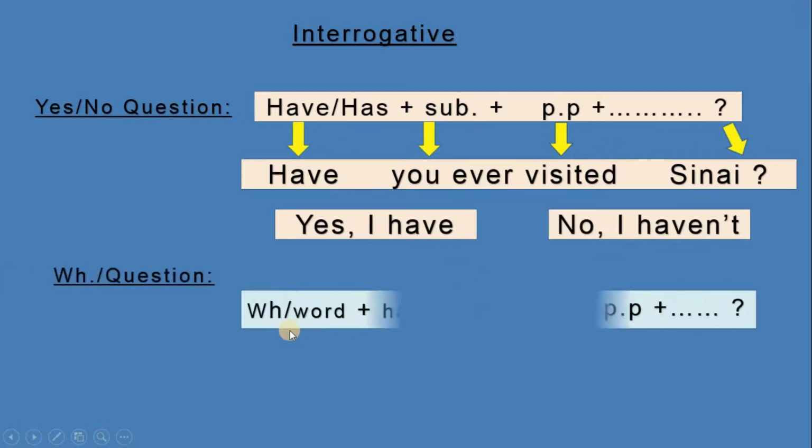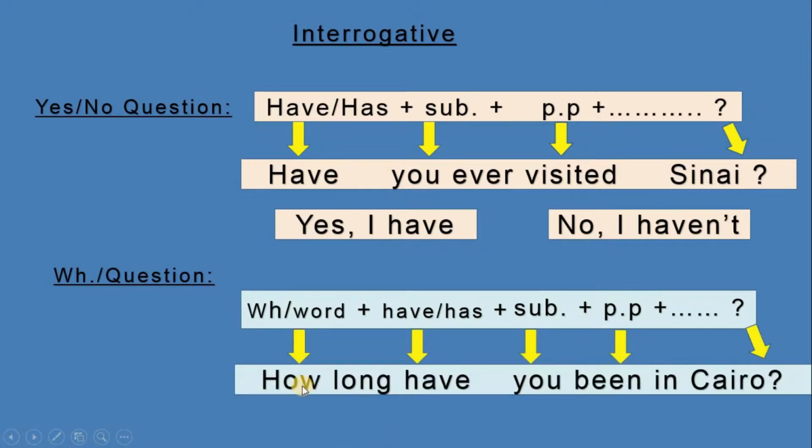Now the WH question. The formation is the question word plus have or has plus the subject, I, he, she, it, you, we, they, then the verb in the past participle. For example, how long have you been in Cairo?